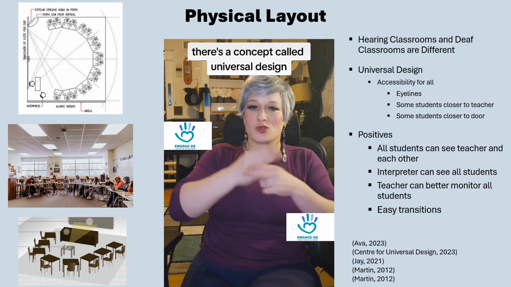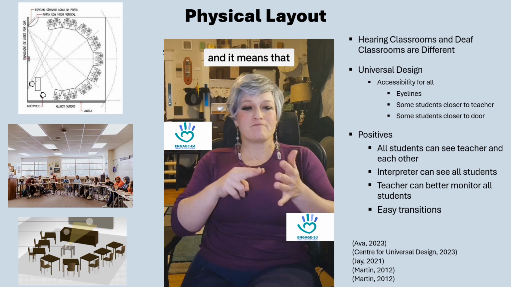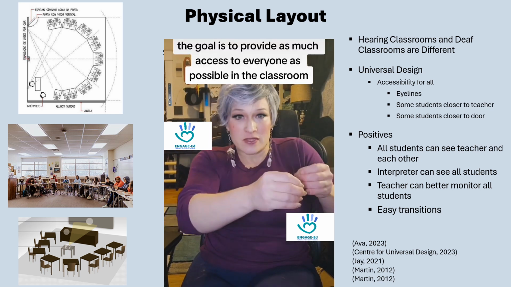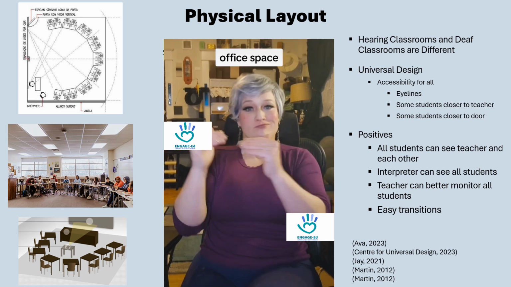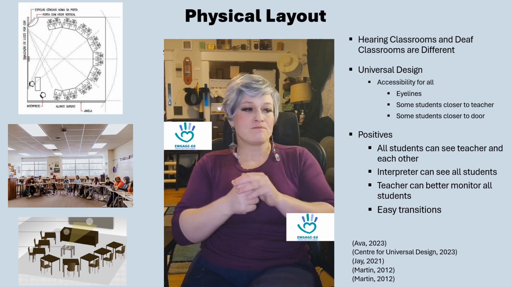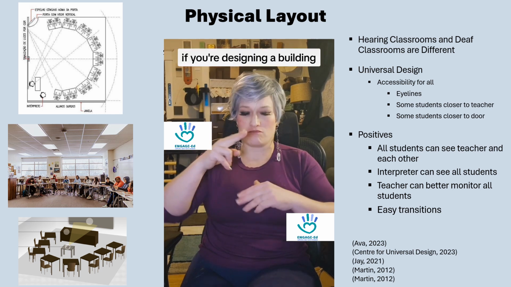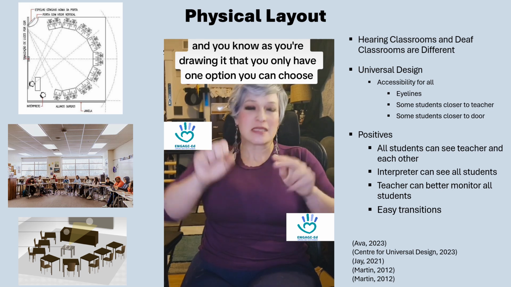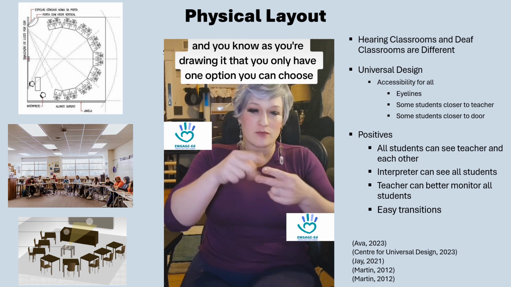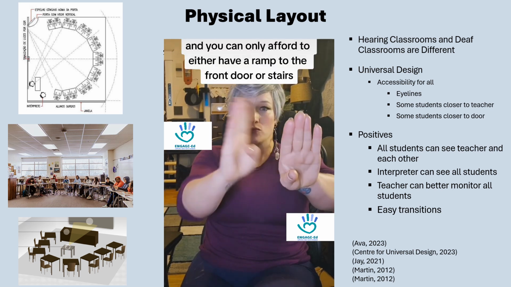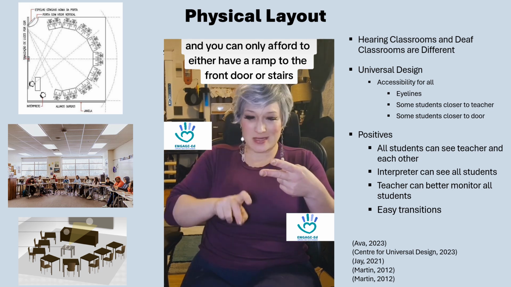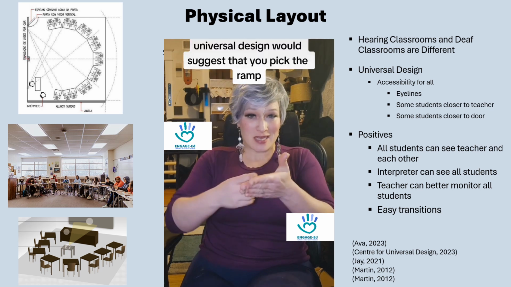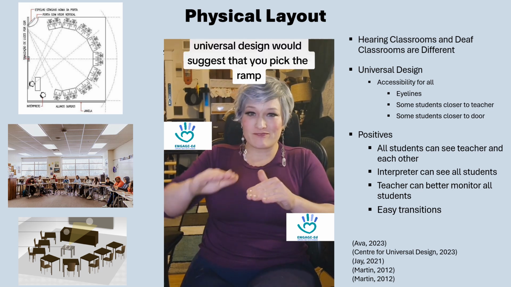There's a concept called universal design, and it means that the goal is to provide as much access to everyone as possible in the classroom, office space, general space. Here's an example. If you're designing a building and you only have one option, and you can only afford to either have a ramp to the front door or stairs up to the front door, which one do you choose? Universal design would suggest that you pick the ramp.